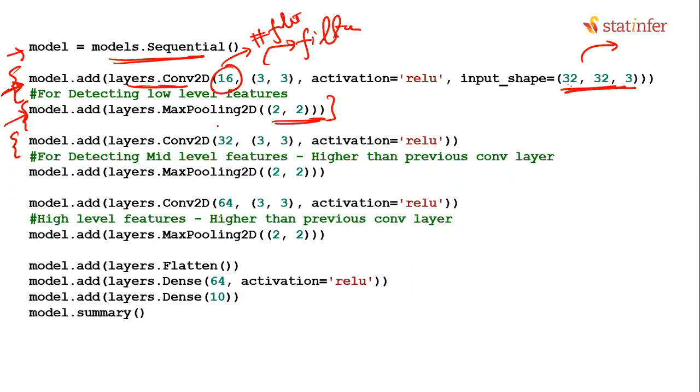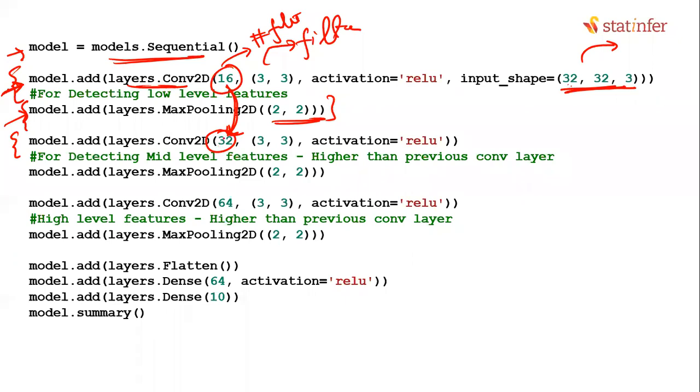32 is the number of filters. Why 32 after 16? Why 32? Once again, try to acknowledge this, all of you. Why 32 here? Is it a random number that I'm picking, or am I going smartly here? Think about it, all of you.